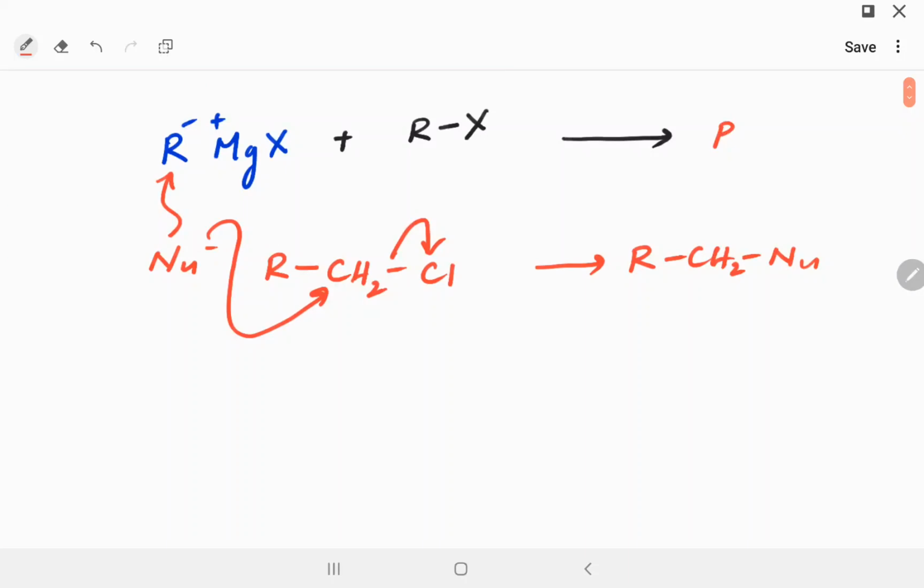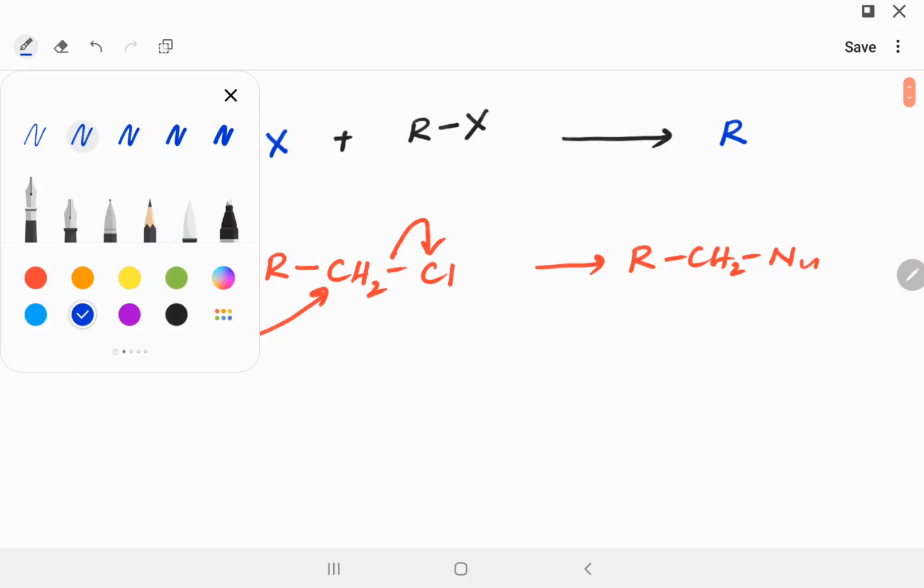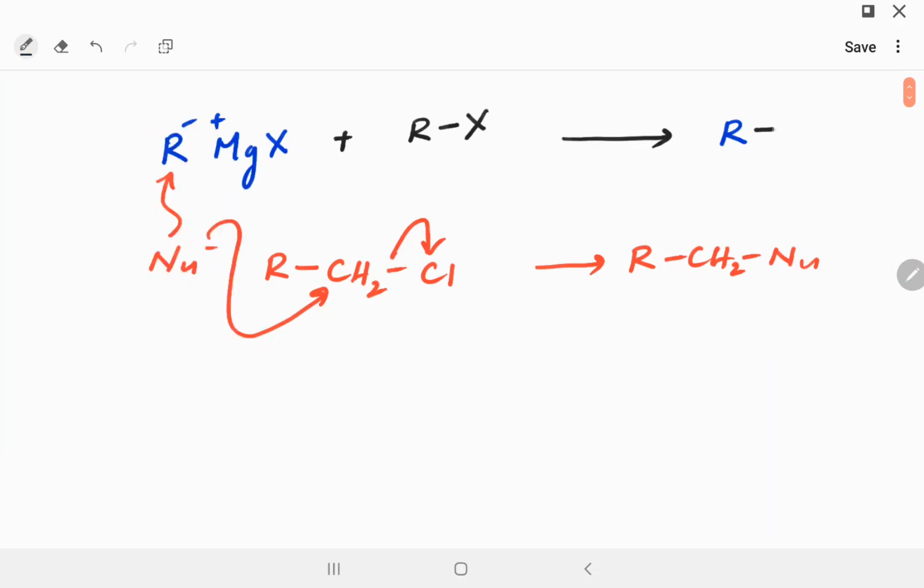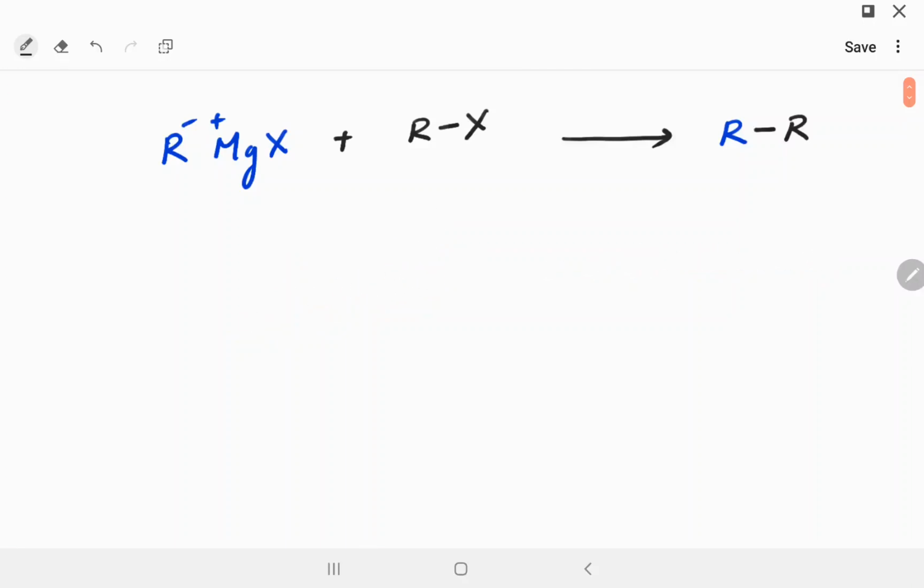So let me use the correct colors so that you will understand it better. The R from the carbon ion will be directly connected to the R group from the alkyl halide. So this is a very nice substitution reaction which will basically couple R groups. You can say that this is a coupling reaction.